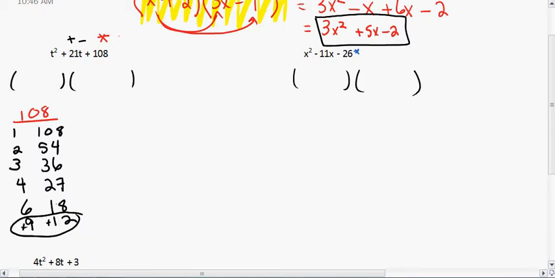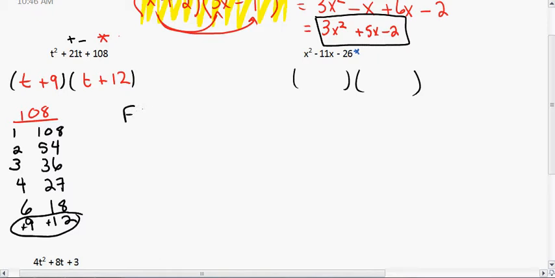The rest is easy. I take those factors and I plug them into my set of parentheses. Positive 9 and positive 12. And it'll be t and t. Let's just double check this, make sure that it's really working.